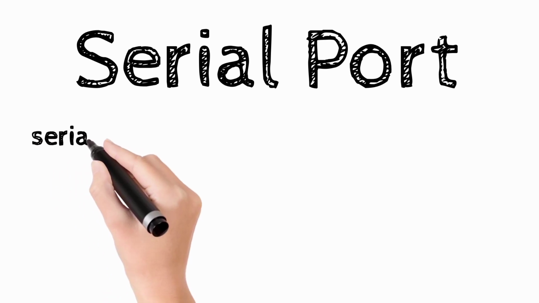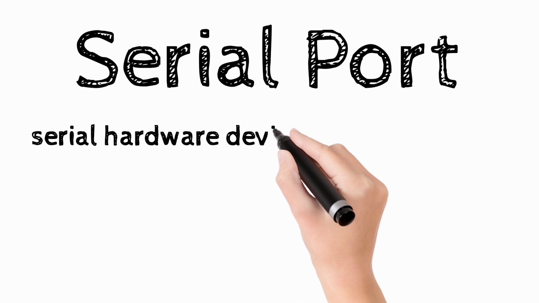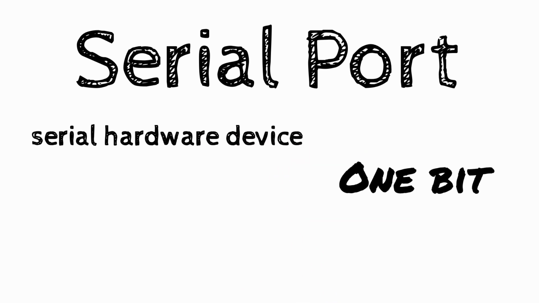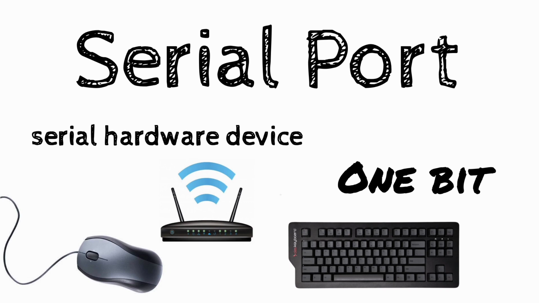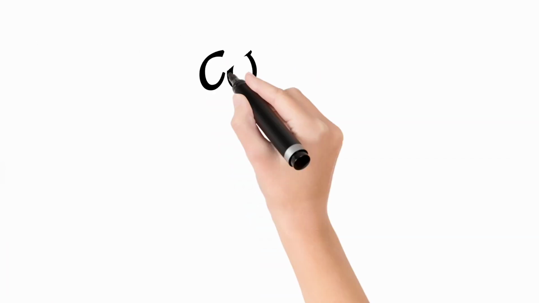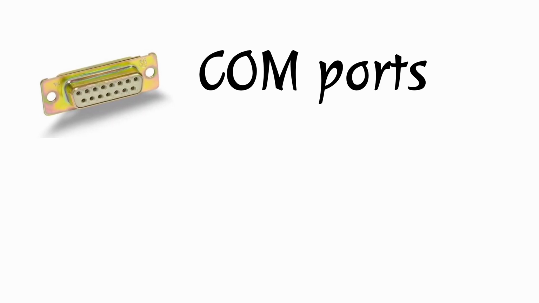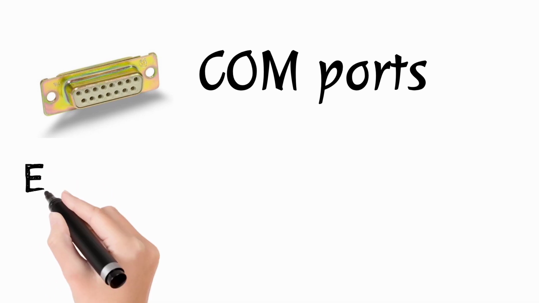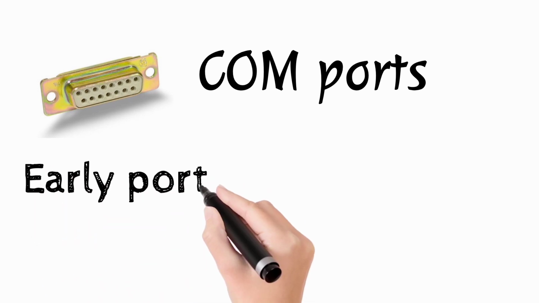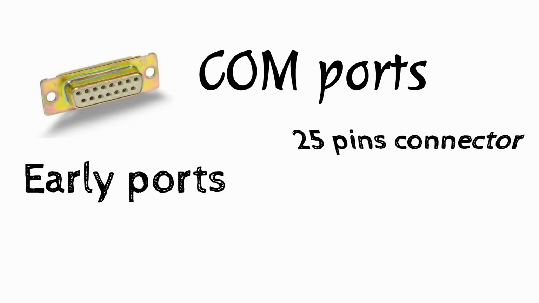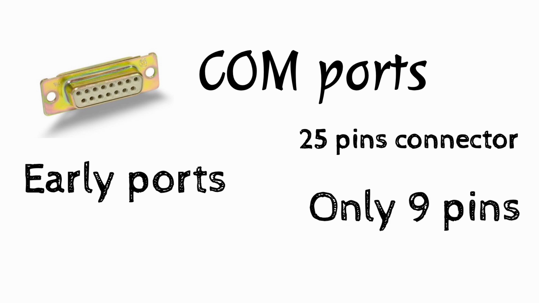A serial port allows a serial hardware device to communicate with the computer by transmitting 1 bit of information at a time. Serial devices, such as mouse, modems, and keyboards, do not require fast data transmission rates. Serial ports are often referred to as communications (COM) ports. It is an external port on the back of the computer that attaches directly to the PC motherboard. These ports were one of the early ports put on computers. Older serial ports also used 25-pin connectors, but most new computers with serial ports feature only 9 pins.